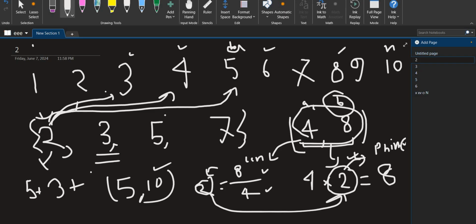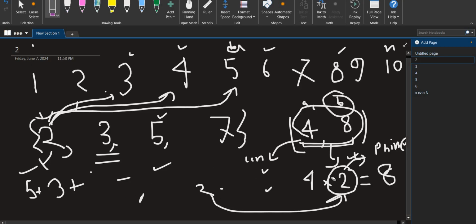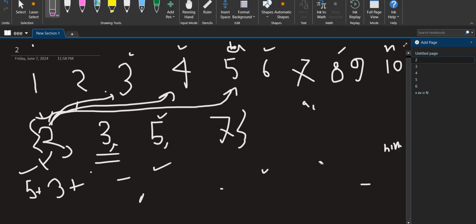And then for 5, let's see, what do we get? So for 2, I get 5 of those pairs. For 3, I get 3 of those pairs. Let me erase them so it's a little bit clearer. Okay, good. And next, the prime number is 5. So for 5, I get 2 possible pairs. Why is that? 5 times 2 is 10. 3 times 5 is 15, crossing 10, so I don't care about it. So for 5, I'm getting 2.